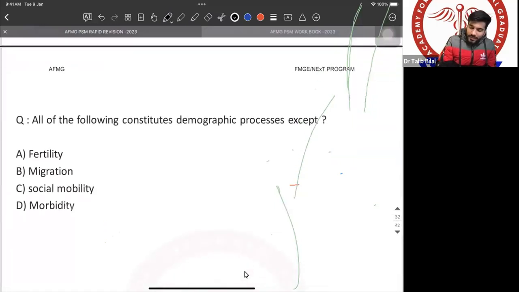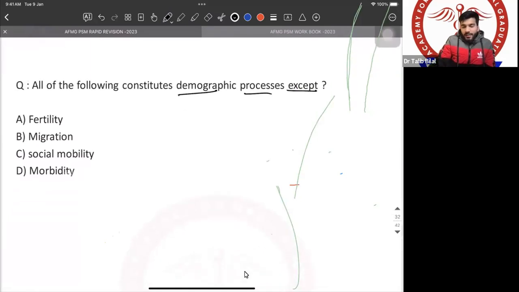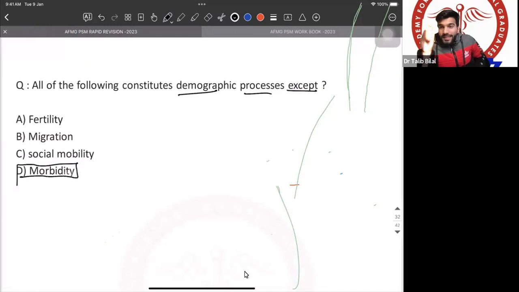All of the following constitute a demographic process except. We have 5 demographic processes. What is the answer, guys? Which one is not there? The answer is D. Morbidity is not there. Even in my notes I have mentioned morbidity clearly. They will ask the question.